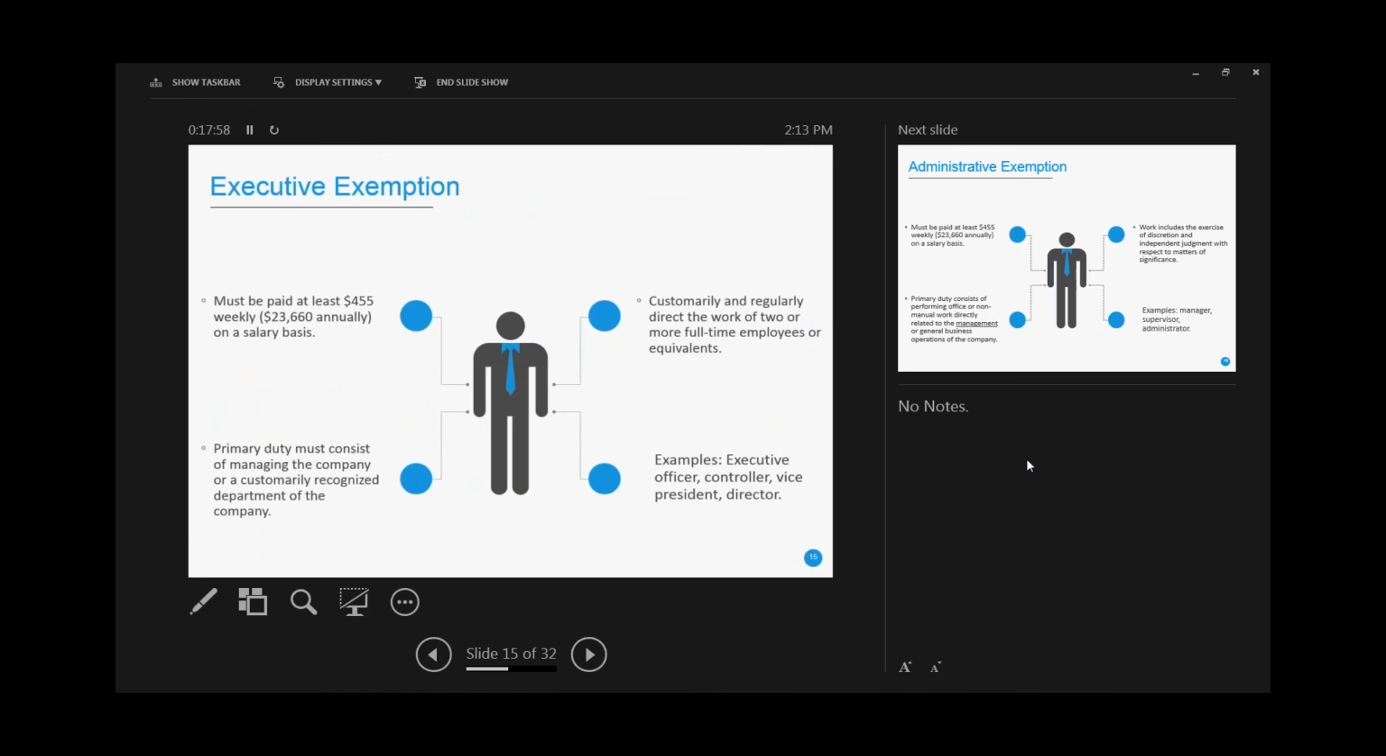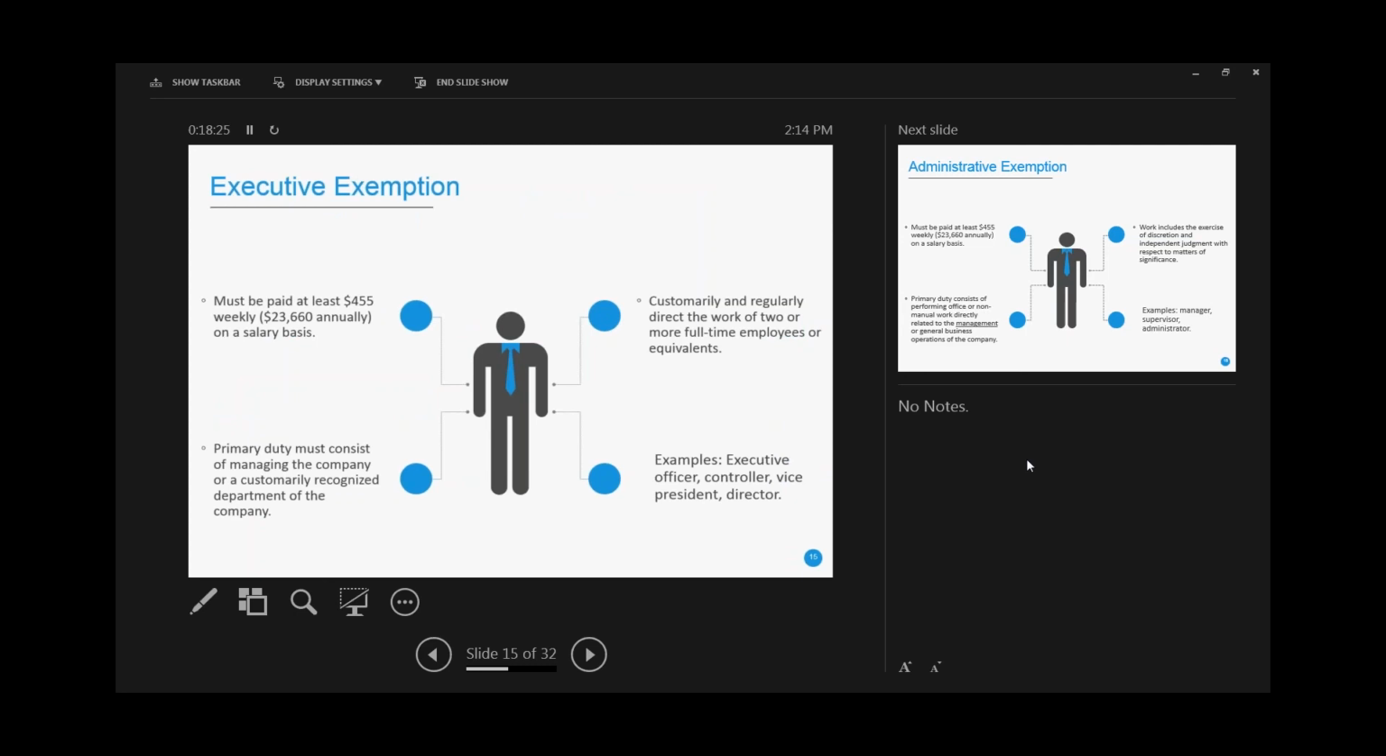So first we have the executive exemption. First of all, all of these exemptions except for the highly paid one and outside sales require the $455 per week of pay. So in order to be exempt, you have to at least make $23,660 annually, except for that outside sales position and also the highly compensated exemption, which we'll get to.